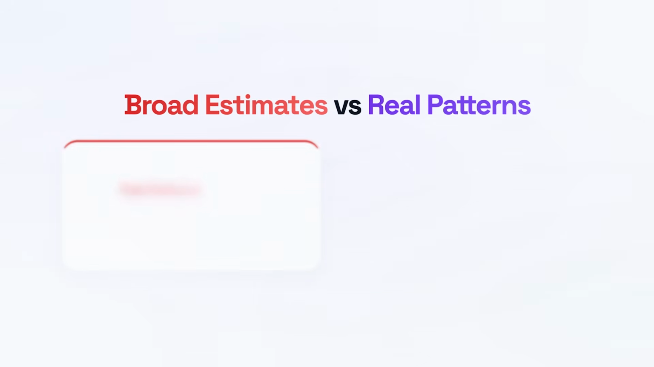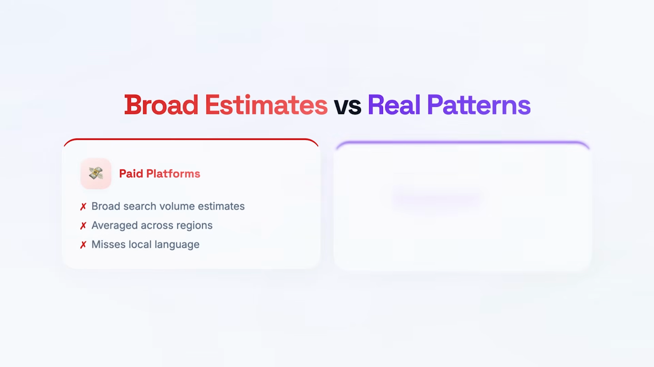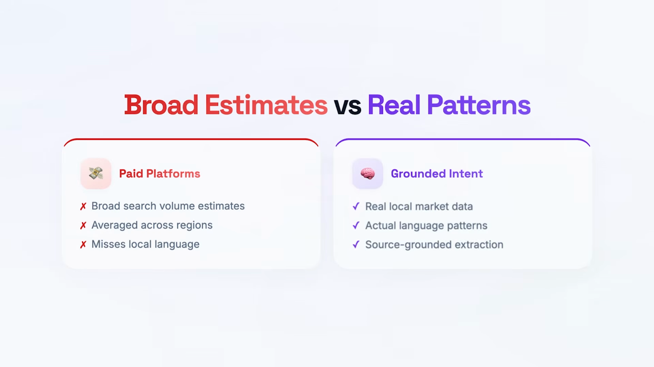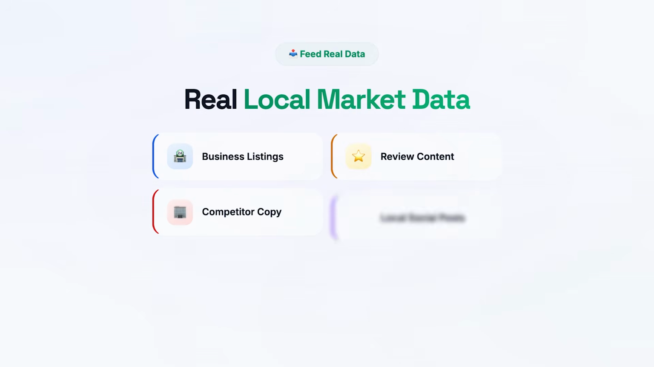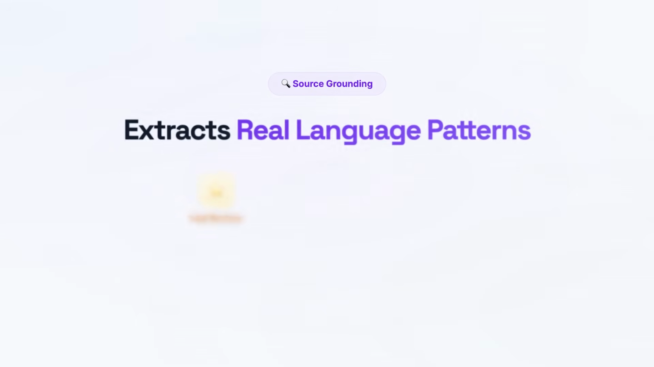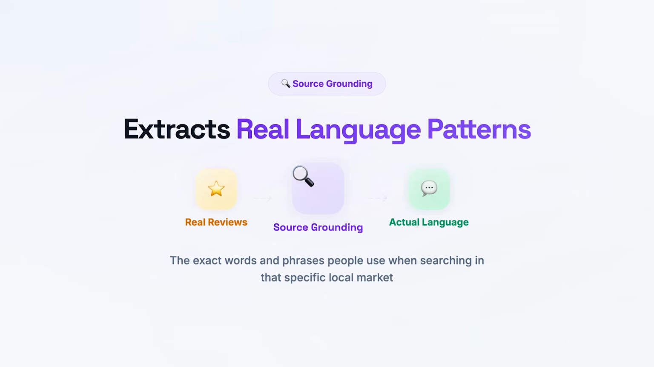Instead of relying on broad search volume estimates from a paid platform, you feed NotebookLM real local market data. Business listings, review content, competitor website copy, even social posts from the area you are targeting. Then you use its source grounding feature to extract the actual language patterns people use when they are searching in that market. It sounds technical. It is not. You are just letting the tool find what paid platforms average out and miss. Let me show you what this looks like.